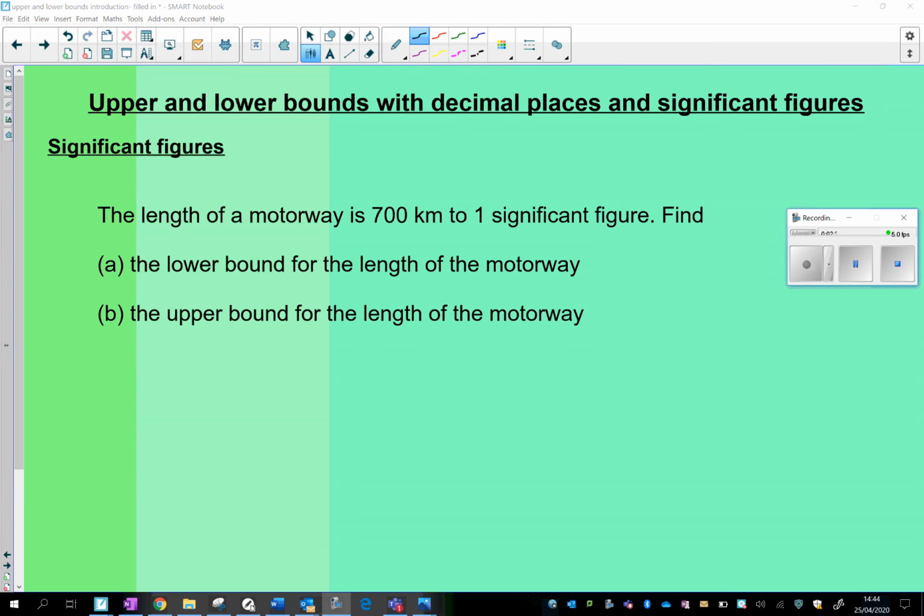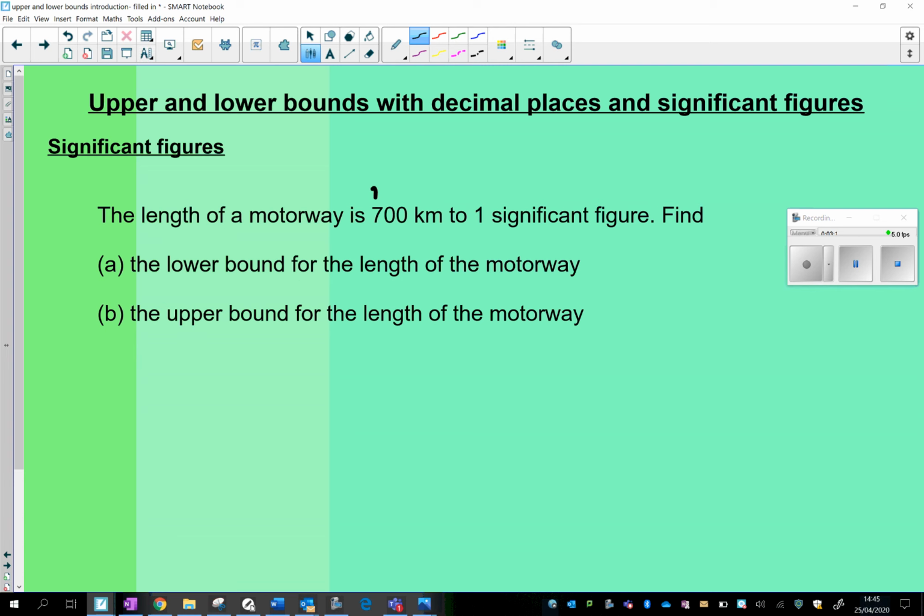Okay, let's see how it works with significant figures, and we're going to do three different examples here. Well, they look very similar, but in fact they're not. The number of significant figures that each measurement has been rounded to is different. So first of all, we're told that a motorway is 700 kilometers long, and that's to one significant figure. Now all you need to do here is count from the first number which is not a zero. So the first non-zero is going to be the 7, and in fact we're only doing one significant figure, so the first significant figure is 7.